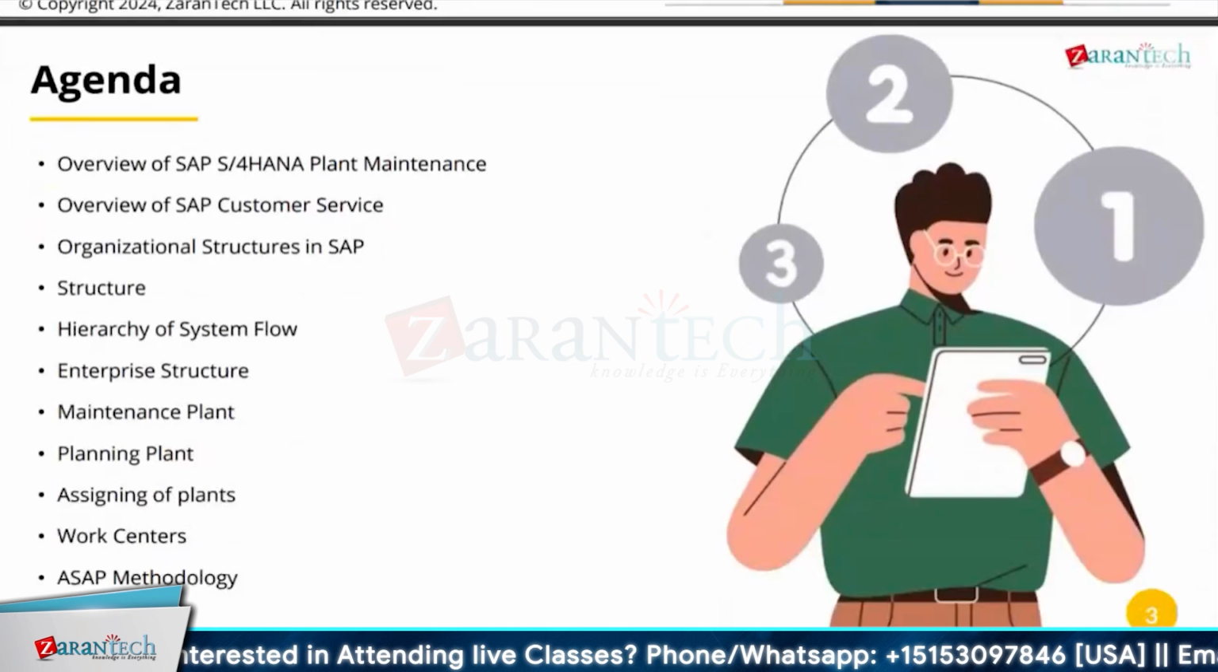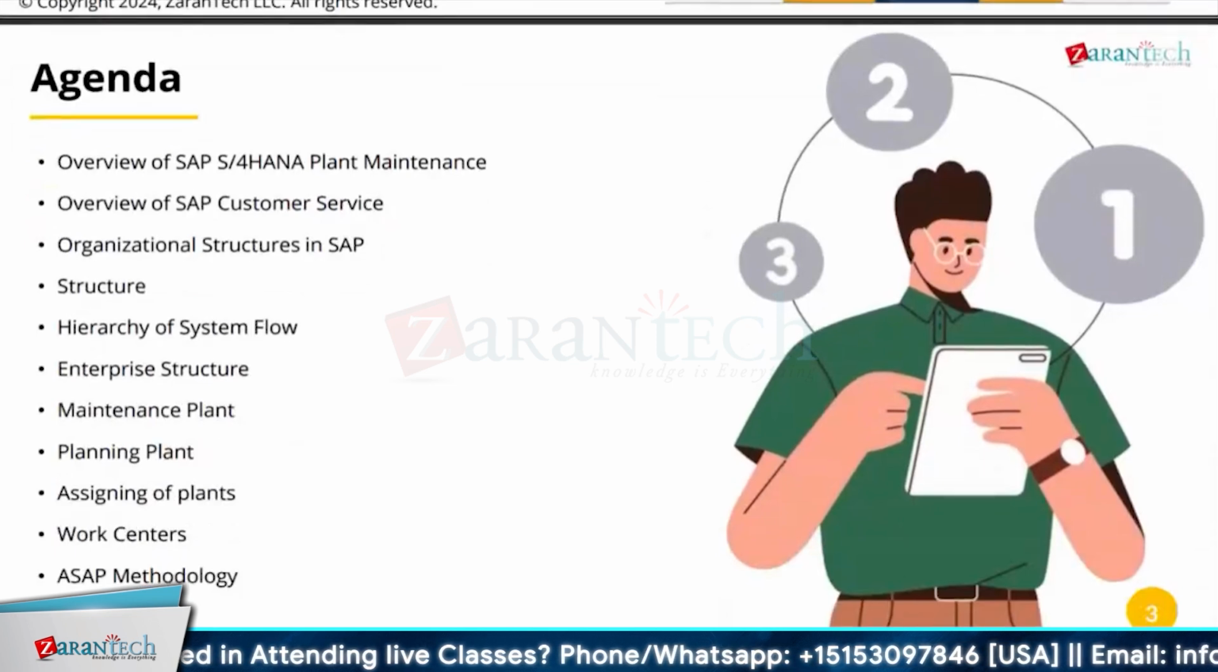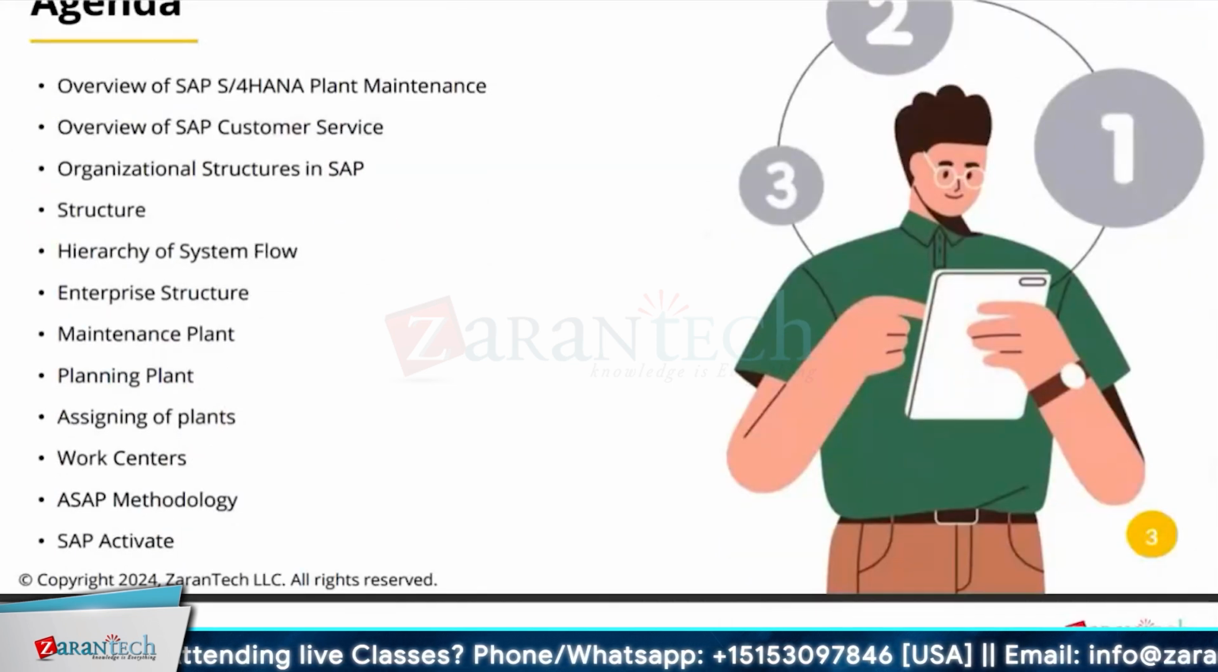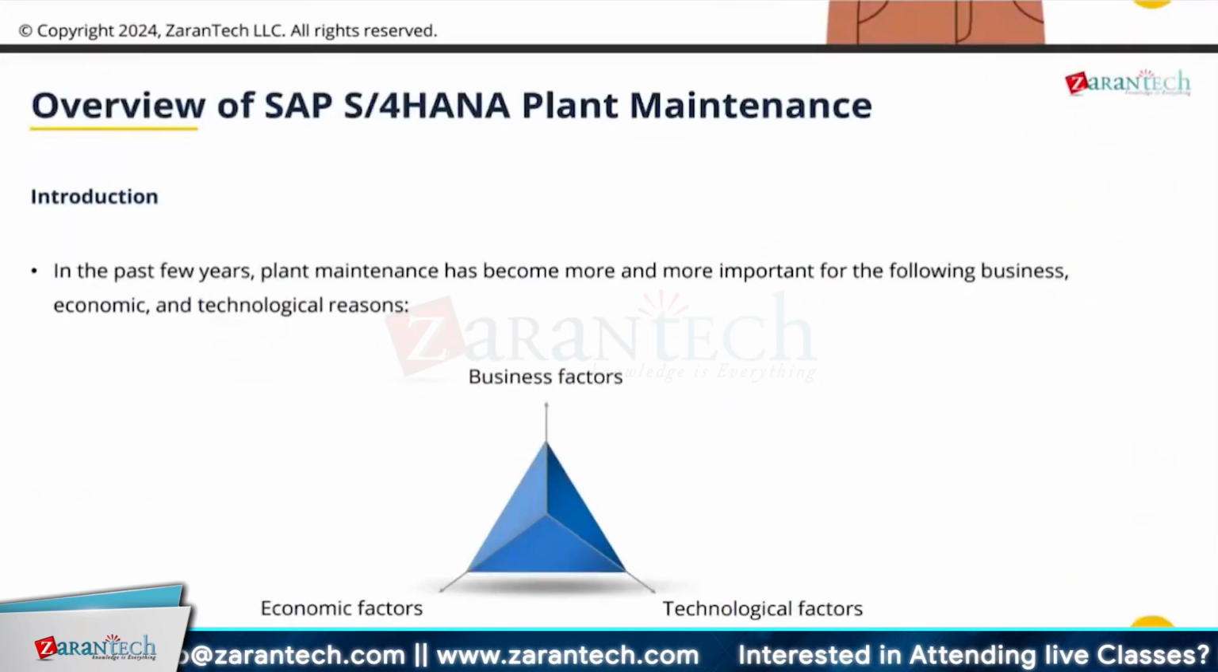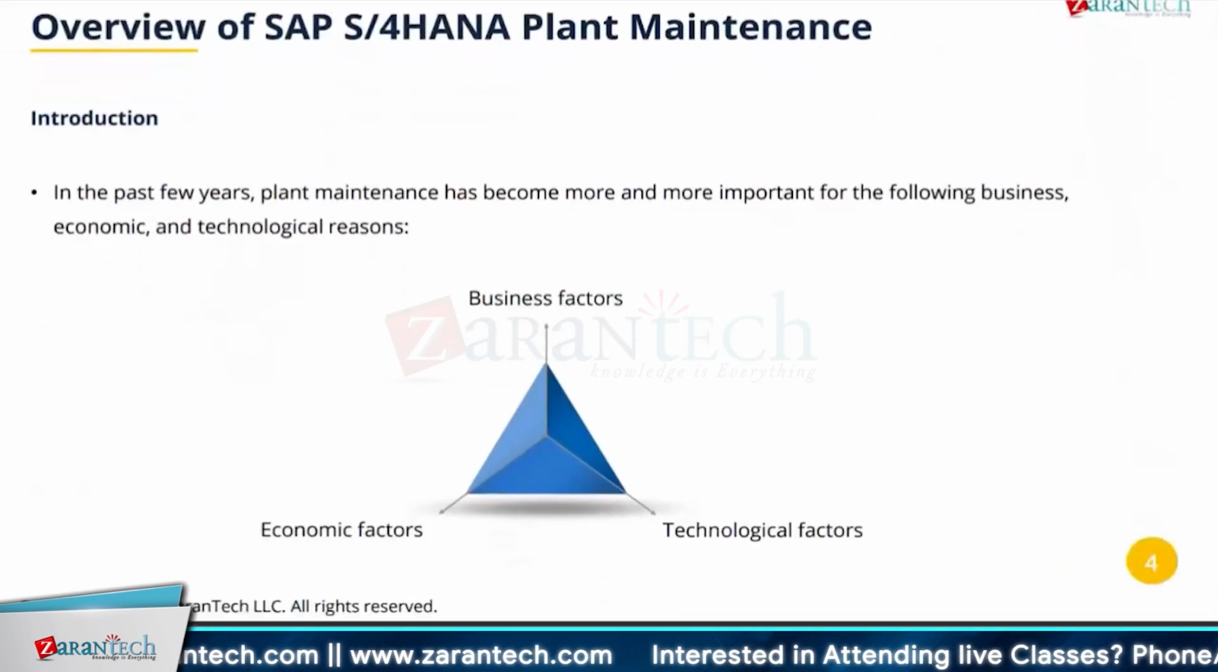Then we go on to the agenda. As I said, this chapter has an overview of S/4 plant maintenance, an overview of the SAP customer service module, organizational structure in SAP, hierarchy of system flow, enterprise structure, maintenance plan, planning plan, assigning of plans, work centers, SAP methodology, and SAP activity. Having said that, let's start on the overview of SAP S/4HANA plant maintenance.